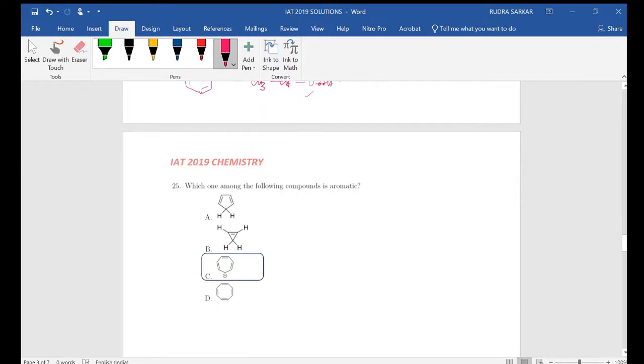In the next, we have been given which one of the following compounds is aromatic. So for that, we call systems aromatic when they follow these conditions. They are cyclic, conjugated, they are planar, and follow the 4n plus 2 pi electron rule, where n has the value 0, 1, 2, 3, and so on. Okay.